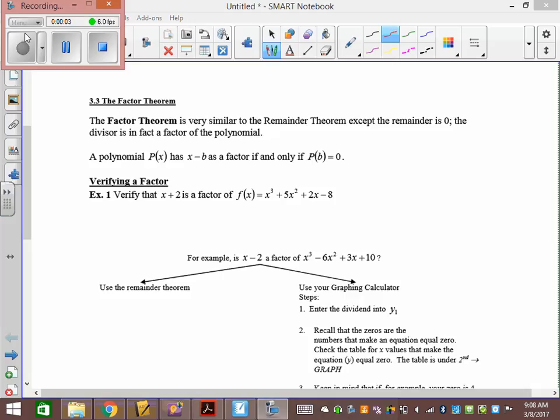Okay, so the remainder theorem yesterday stated that if we took whatever x equaled and plugged it in, whatever would be left over would be the remainder, right? That was the remainder theorem yesterday. So for the factor theorem, I want you to copy this down.